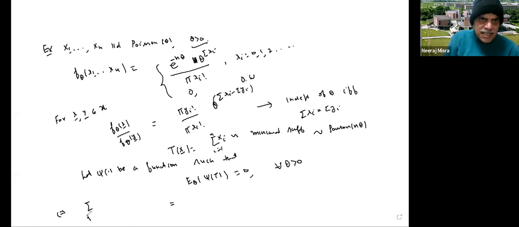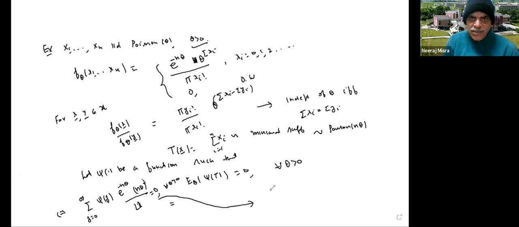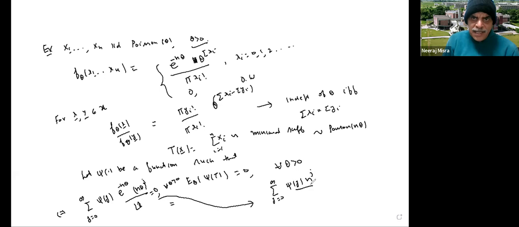this is the same as the summation j equal to 0 to infinity of ψ(j) e to the power minus nθ, the PMF of Poisson(nθ), (nθ) to the power j by factorial j. This is 0 for every θ greater than 0. What does that mean? e to the power minus nθ goes outside. That means the summation j equal to 0 to infinity of ψ(j) n to the power j by factorial j times θ to the power j is 0 for every θ greater than 0. But what is this?